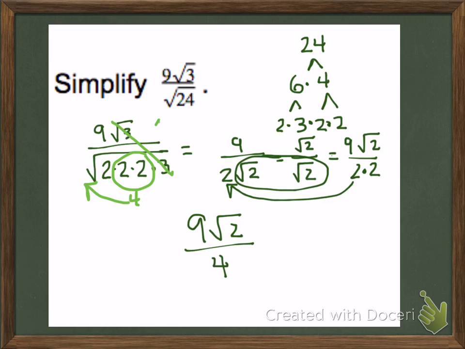There's nothing else I can reduce. I've got no fractions as a whole under the radical sign. I've got no perfect squares to take the square root of. And I've got no radicals in the denominator. So that is simplified.